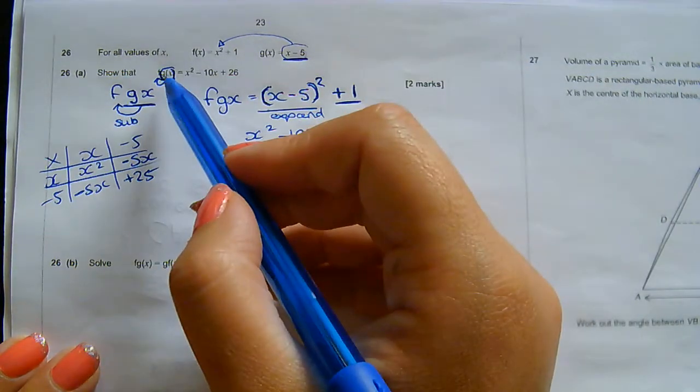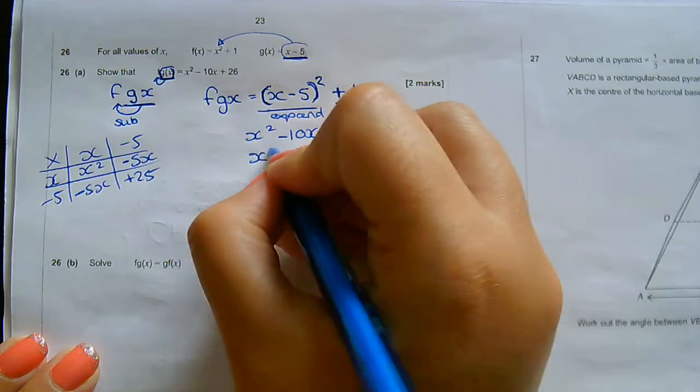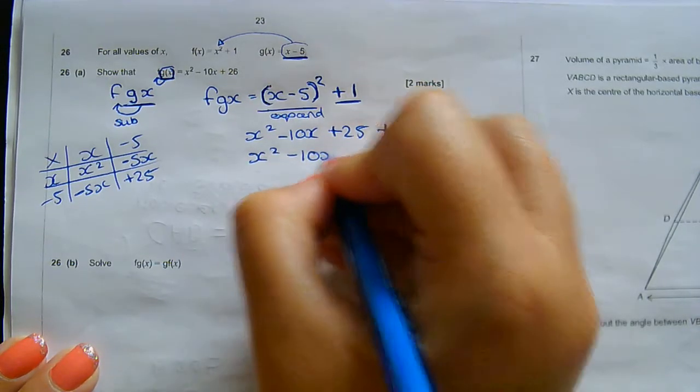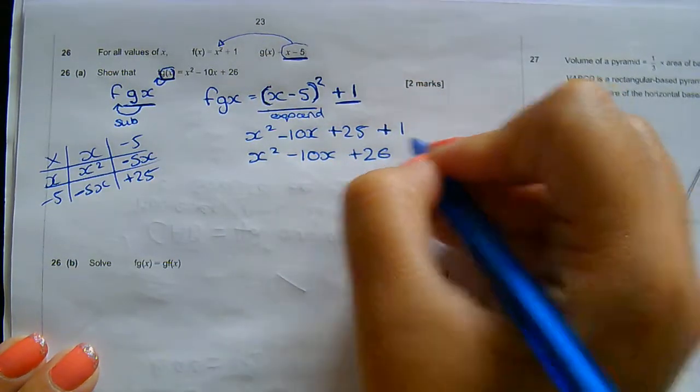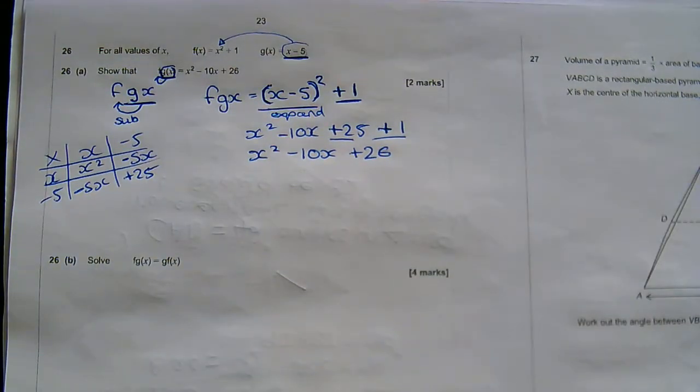It was a show that question, so they were asking us to show that it equals that, and now just by simplifying the final line, x squared minus 10x plus 26 for those two combined. And that's it for part A.